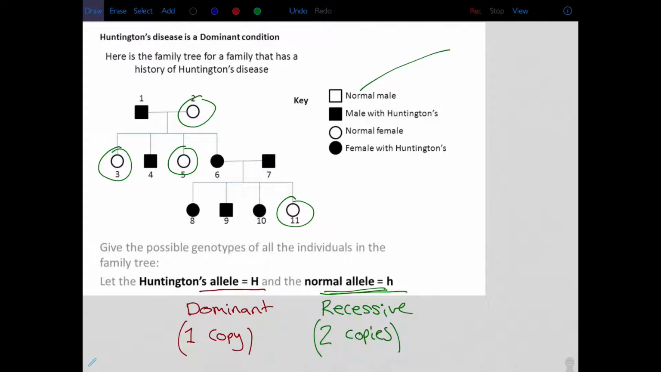Now we call double recessive alleles homozygous. Okay, it's when you have 2 of the same allele, you have 2 copies that are exactly the same. Homozygous. So we can say these people are homozygous recessive and they don't have the disease.